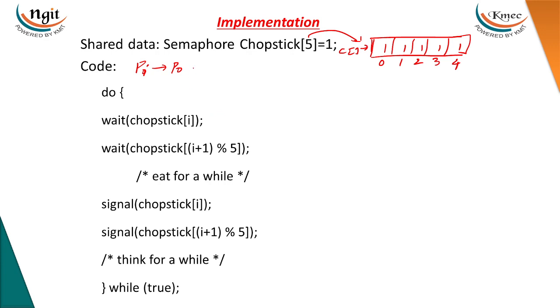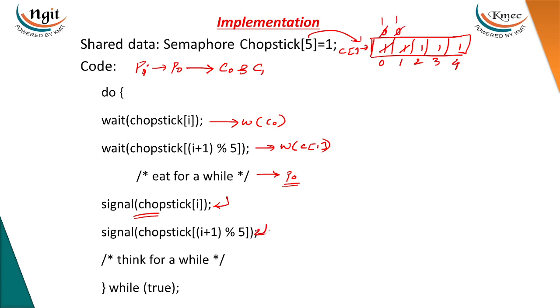As we have seen, if P0 has to eat, it needs chopsticks C0 and C1. So look here: wait on C0 and wait on C1. C0 and C1 are taken by P0. After getting the two chopsticks, P0 will eat. Once he finishes eating, he will release C0 and C1, so signal on C0 and signal on C1 will be done.